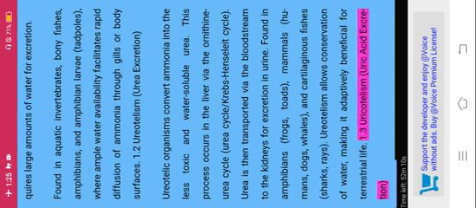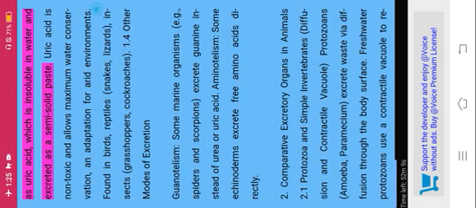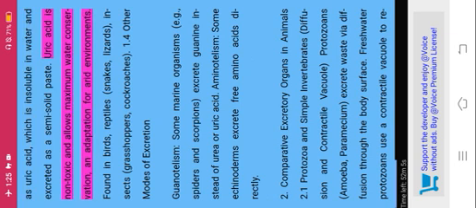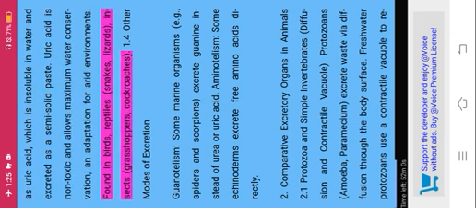1.3 Uricotelism. Uric acid excretion. Uricotelic animals excrete nitrogenous waste as uric acid, which is insoluble in water and excreted as a semi-solid paste. Uric acid is non-toxic and allows maximum water conservation and adaptation for arid environments. Found in birds, reptiles, snakes, lizards, insects, grasshoppers, cockroaches.